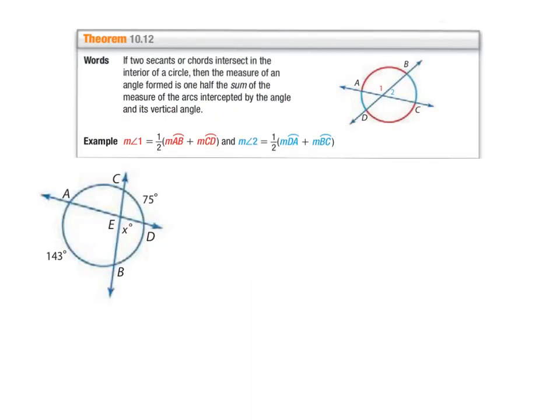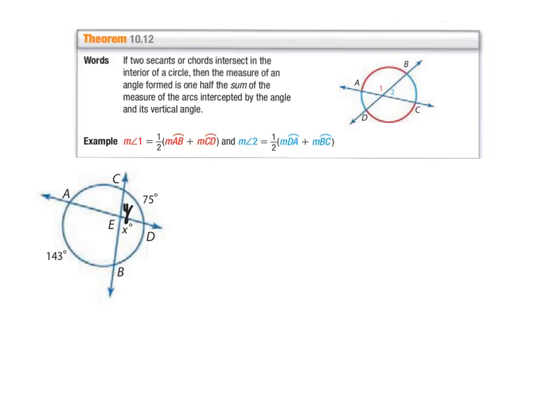In this problem, we are solving to find x. How many degrees is x? Now, I don't know the measure of arc AC or arc DB, so I can't really find x yet. However, I could find the measure of angle y. And notice x and y are supplementary because they're on a line, they're a linear pair. So if I find the measure of angle y, I can just subtract it from 180 to get x.